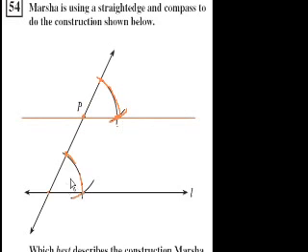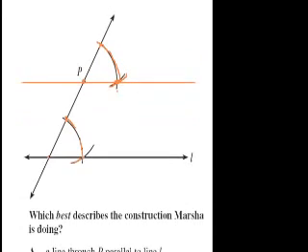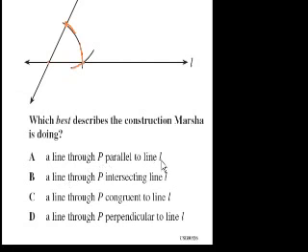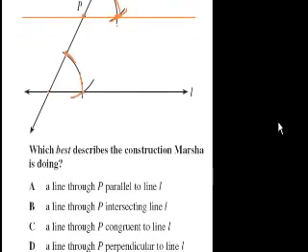And the reason why she would have parallel lines is because these would be corresponding angles and they would be congruent. And so if you have a transversal, the corresponding angles are congruent, you're dealing with parallel lines. So my read of this question is that she's probably trying to draw a line that is parallel to L. A line through P parallel to line L. Yeah, that's what I think she's trying to do. All right, choice A.